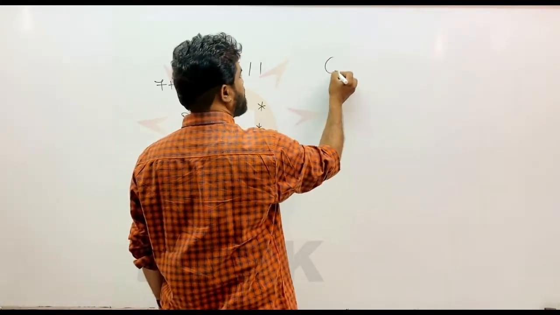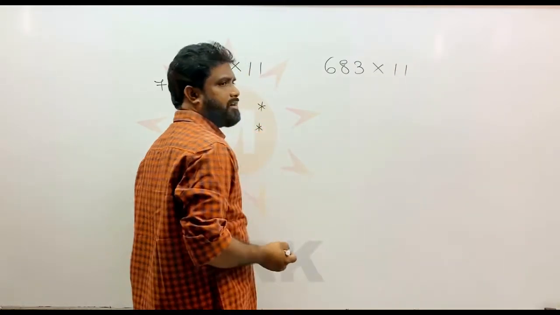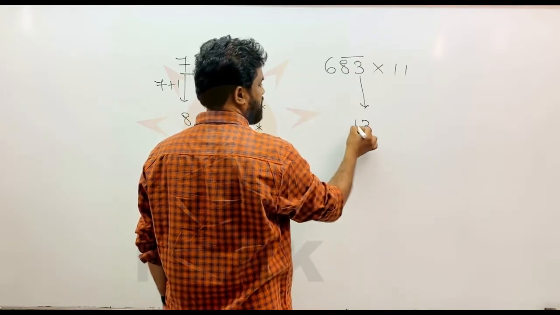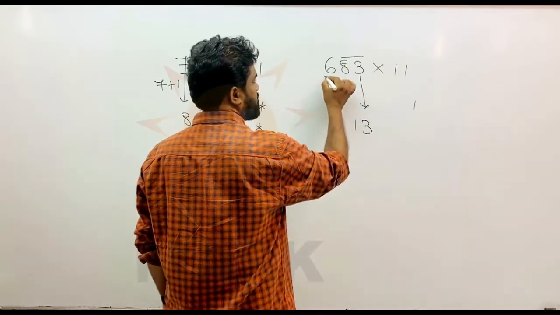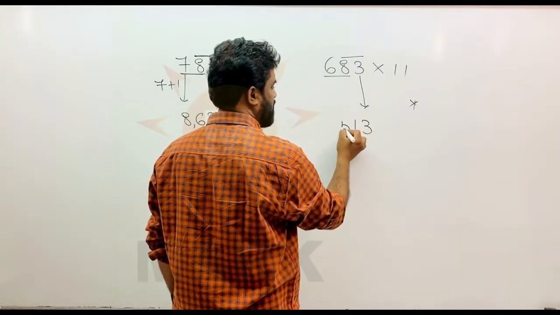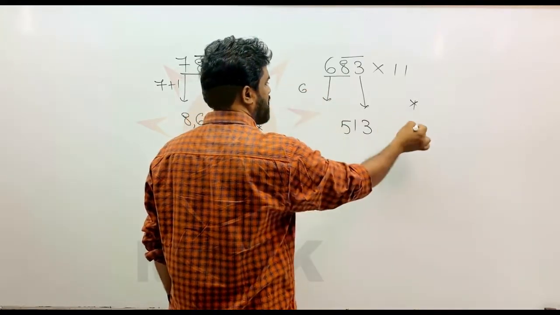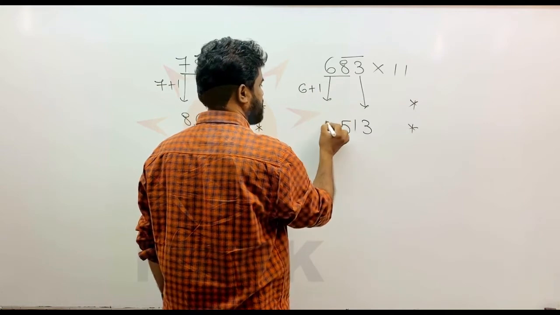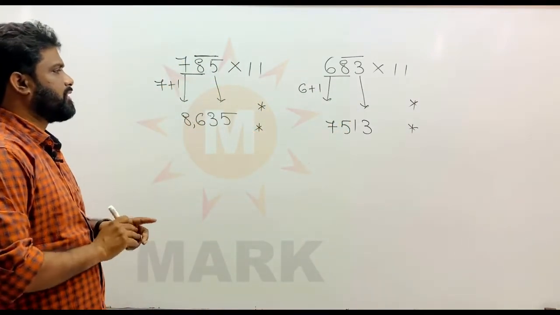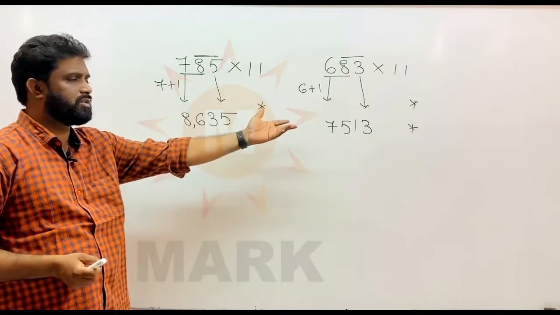Now I am taking another number: 683 into 11. 3 as it is. 8 plus 3? 11. 1 carry forward. 6 plus 8? 14. 14 plus 1? 15. 15 means 5 here, again 1 carry forward. Now letting down 6, 6 here. 1 carry forward, so 6 plus 1 is 7. So 7513. Okay, so 8635 earlier, and if carry forwards are coming, 7513. Both cases we have seen.